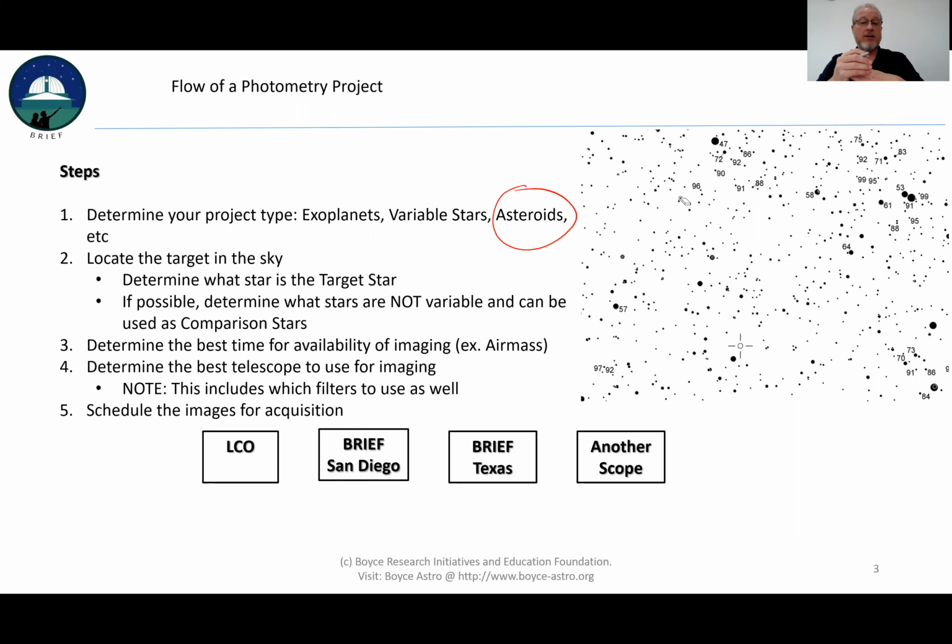Determine the best telescope for imaging. This includes filters to use. How big is the camera? What are the filters available? What do I need for this project? Then schedule your images for acquisition. Some of the imaging scopes that we have available: Las Cumbres Observatory, Bryce San Diego, Bryce Texas, or any other telescope you may own.